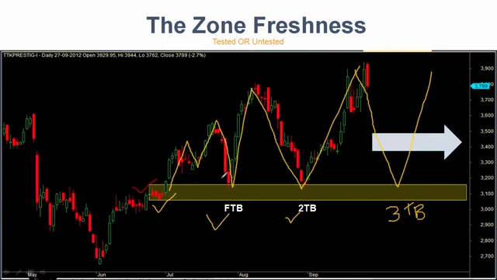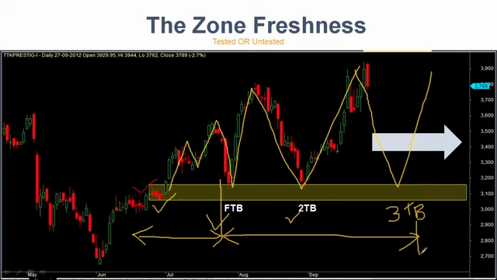Until this particular day, this is all untested, and from the first time it touched, it is a tested zone. Is this clear, friends? The difference between a fresh zone and a tested zone.